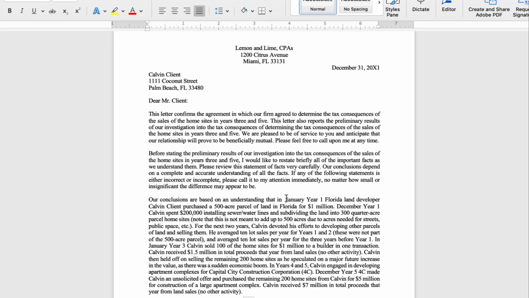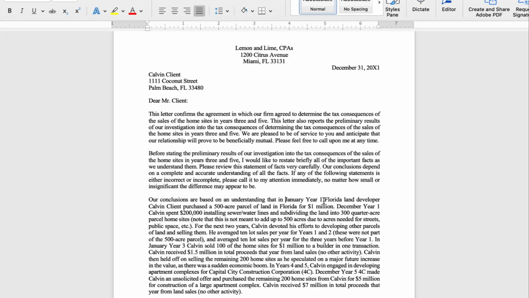Okay. So if you read through, this is what I've been saying. You see it says Calvin Client. January year 1, Florida land developer Calvin Client purchased a 500-acre parcel of land in Florida. We need to go through now, and you'll see it's Calvin Client, Calvin Client. Some people might like to use Control-F, the replace function, but you'll see it's written in a weird way. You don't want to say in January year 1, Florida land developer, you purchased a 500-acre parcel of land. So we just need to go through and read this together and make it flow better if we're writing this to Calvin Client. Also, this is a really big paragraph, and I want to break it up, especially given there's multiple years. So let's make it multiple paragraphs.